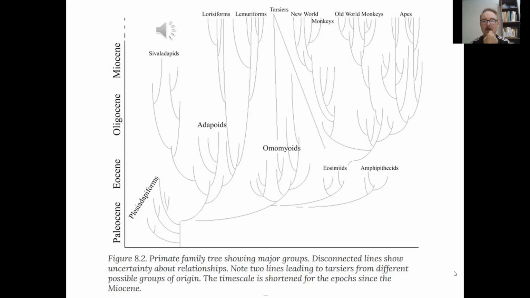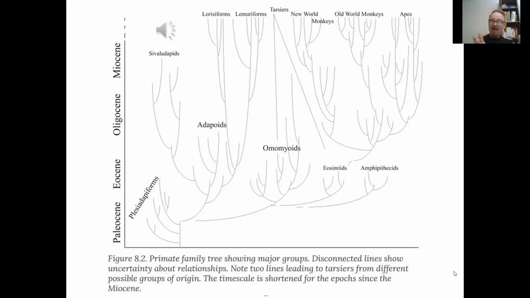What's the Eocene all about? Well, the arrival of the first true primates, the Adapoids and the Omomyoids. There we can see them right there. And the Omomyoids are going to be splitting off into groups, which are the tarsiers, and they split off into the higher level ones, which are the anthropoids, populated by New World monkeys, Old World monkeys, apes, and finally humans.